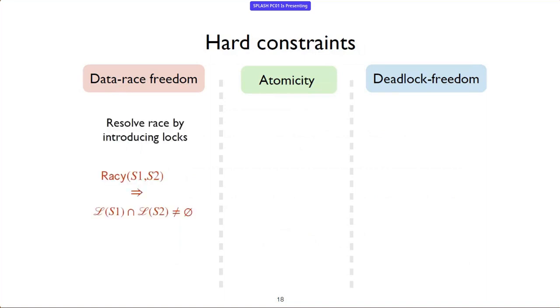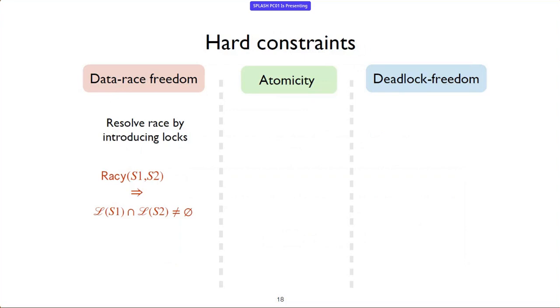So first, for data race freedom, we're going to introduce a constraint that says we're going to resolve data races by introducing locks. So specifically, we look at the results of our static analysis. If the analysis tells us that S1 and S2 are potentially racy, then we're going to introduce a constraint that says S1 and S2 must hold at least one common lock. And on this slide, I expressed it in terms of the lock sets, but observe that this is just shorthand. You can easily translate it to a more complicated propositional formula over the Boolean variables I introduced on the previous slide.